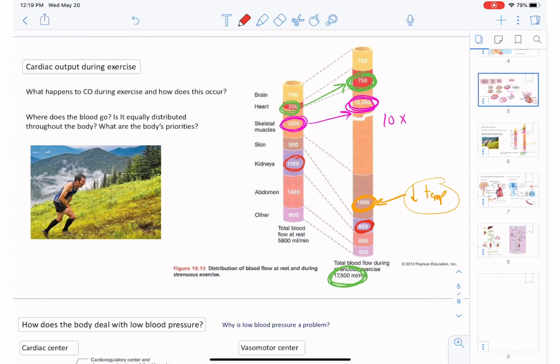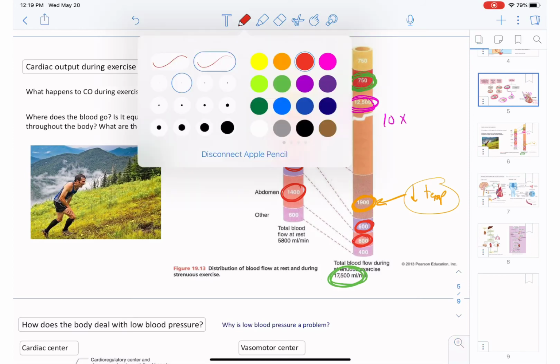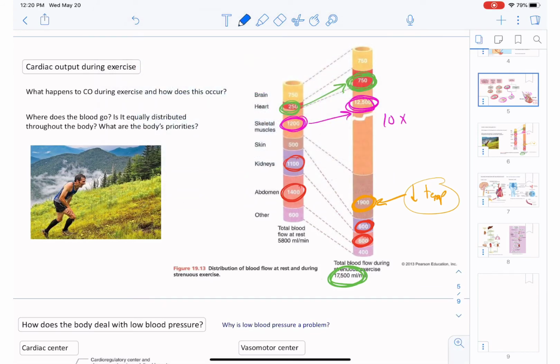What's another one? The abdomen. Blood flow to the abdomen goes down as well. And that's along the same lines. The abdomen, the digestive viscera, is responsible for taking nutrients up, digesting nutrients and taking them up into the blood. And that's just not a priority during exercise. During exercise, we want to take blood to the organs that are doing the most work, the heart and the skeletal muscles, and the kidneys and the abdomen just do not get prioritized in that process.